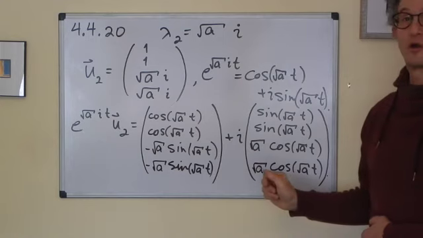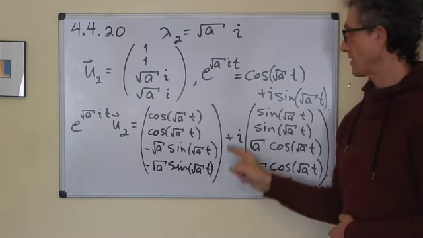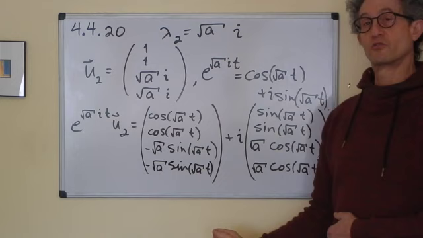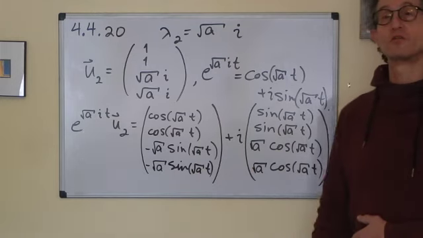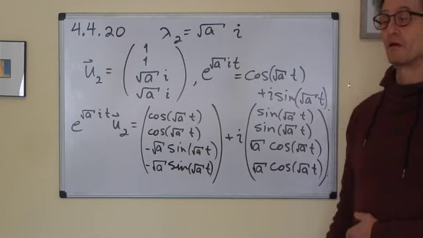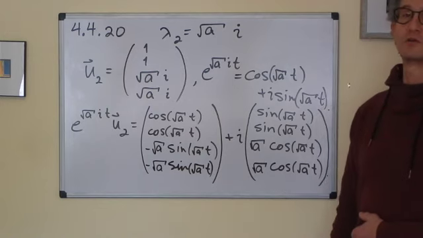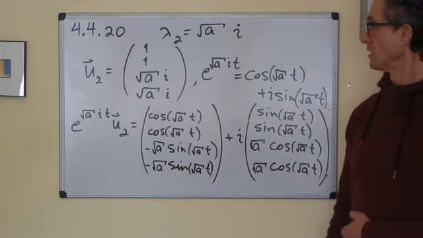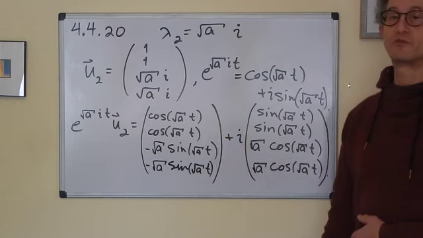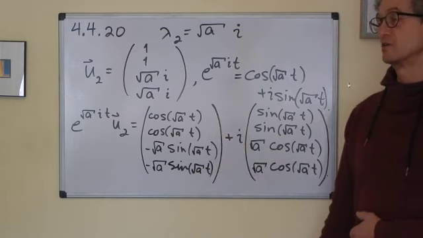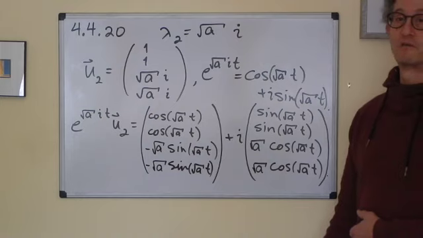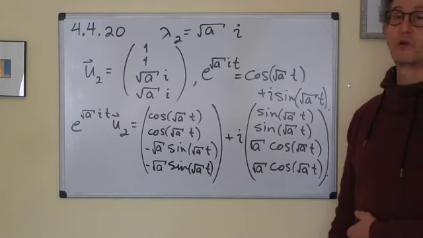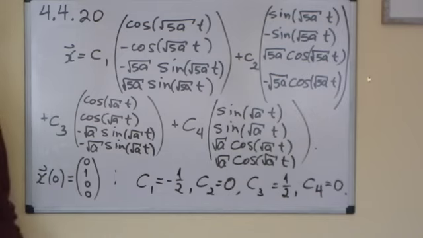So again, we know that this vector is a solution to the system, and that this vector is a solution to the system, and they are linearly independent, which you can easily see. These are also linearly independent from the first two solutions that we found. So now we have 4 solutions to the system that are linearly independent. Let's put all of this together as best we can.